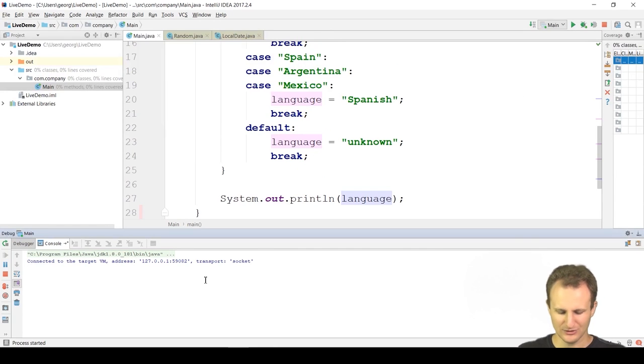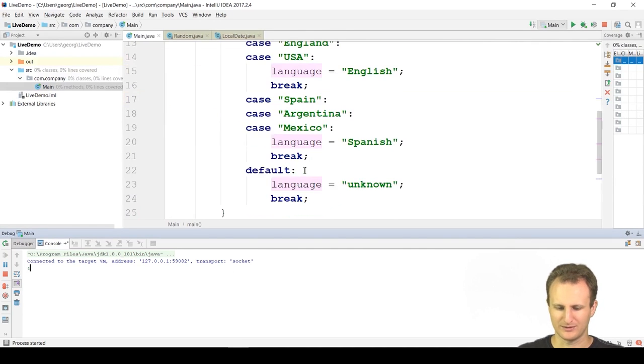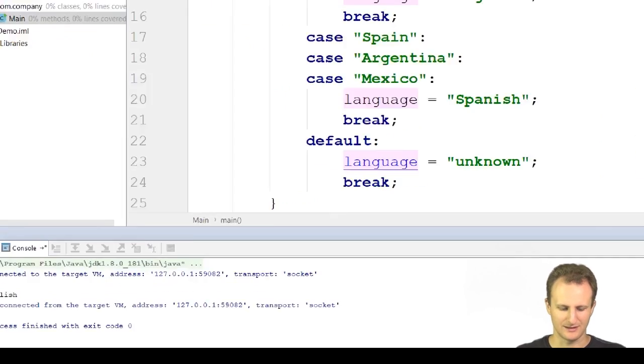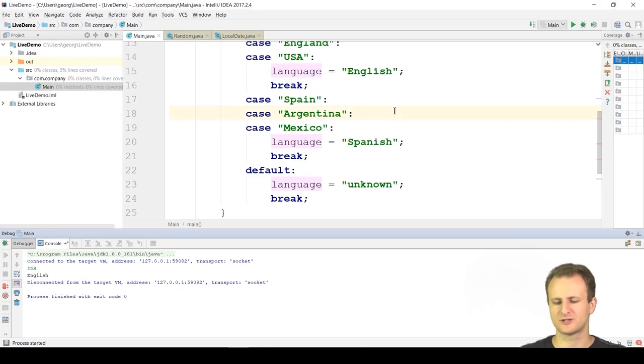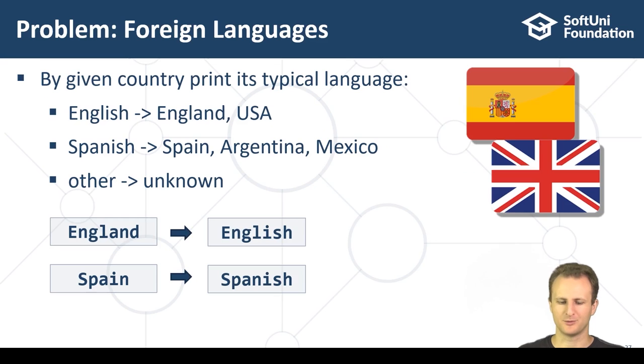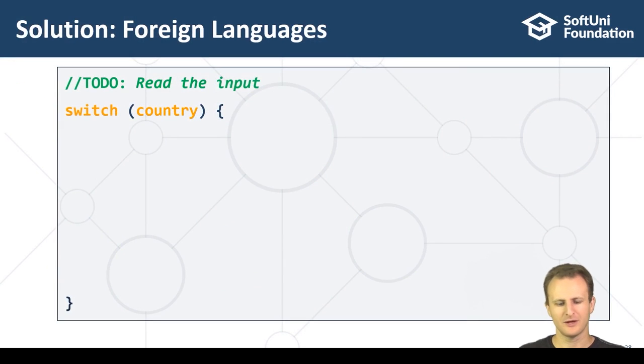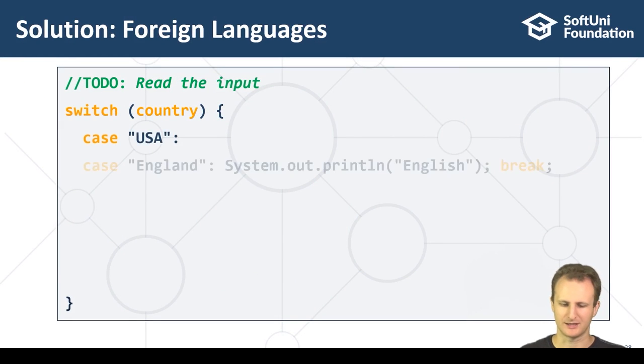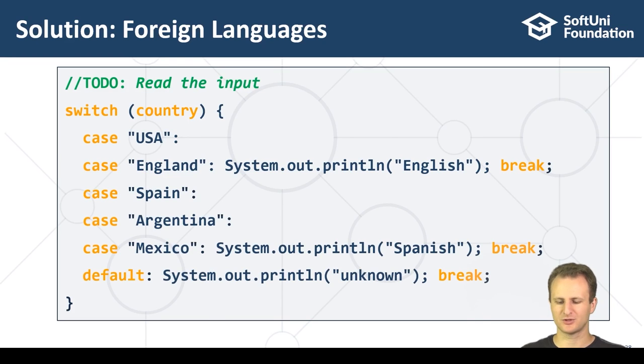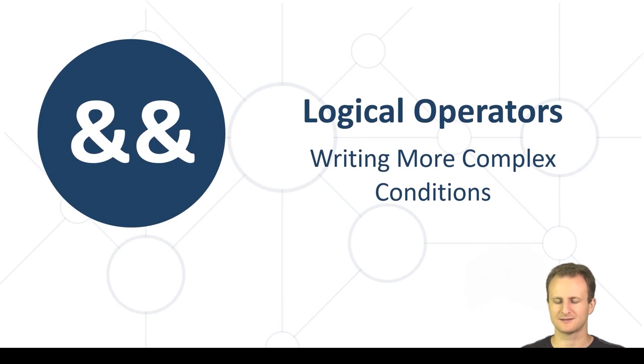Okay, so now if I type in USA, I should get English, and that's what I got. Of course, I should test out this program a lot more, and I suggest you do that at home. But for now, we're going to continue on with the lecture. So this is pretty much what we have in the slides for the solution for this problem.